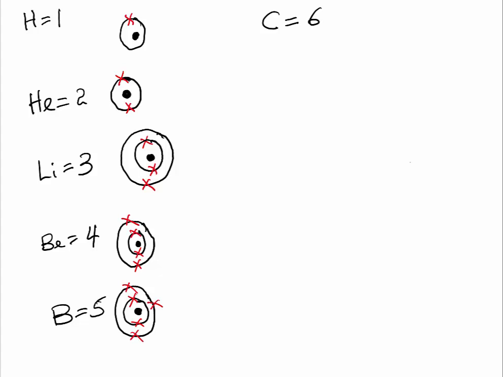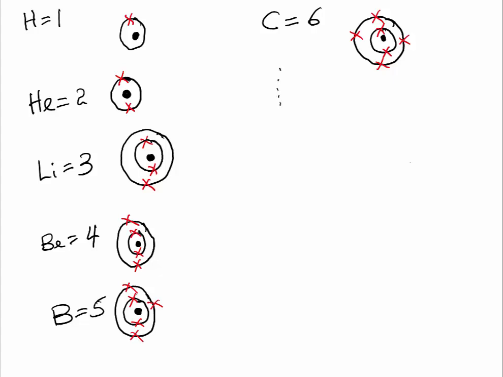Let us take a look at carbon. Carbon has 6 electrons. The first 2 electrons in carbon will be accommodated in the K shell. The remaining 4 electrons will be accommodated in the L shell. A quick reminder, the L shell can accommodate a maximum of 8 electrons.